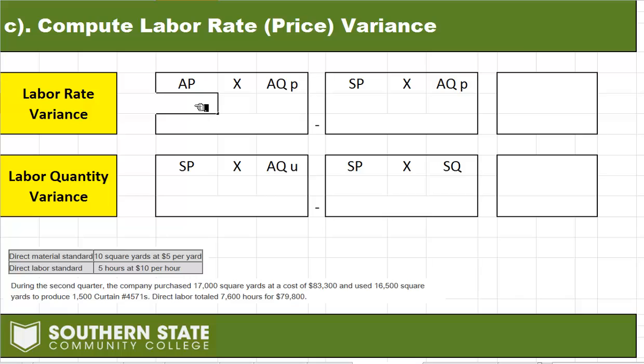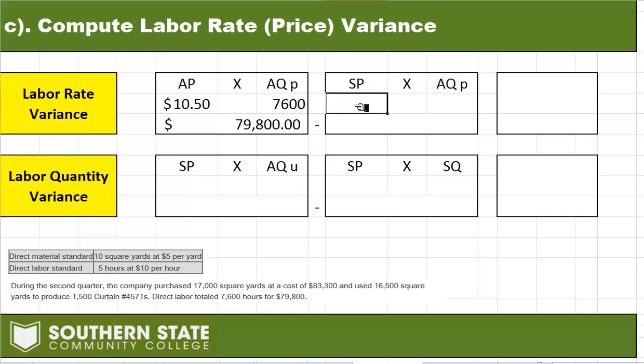So I'm going to put in equals 79,800 divided by 7,600. Our labor rate in reality is $10.50 per hour. We're going to multiply that by the actual quantity of labor that we had in the problem. So 10.50 times 7,600 will take you right back to that 79,800 number. That is the real actual amount that we spent on labor.